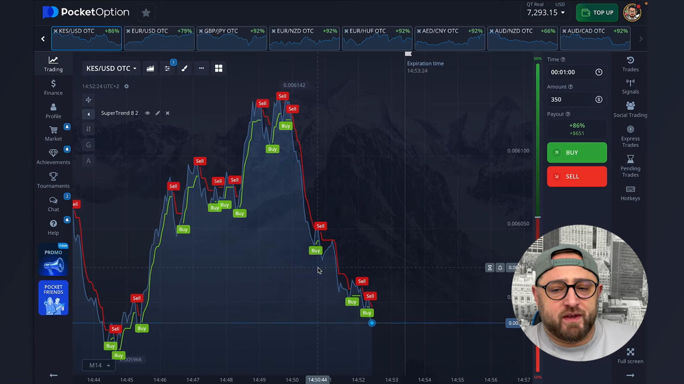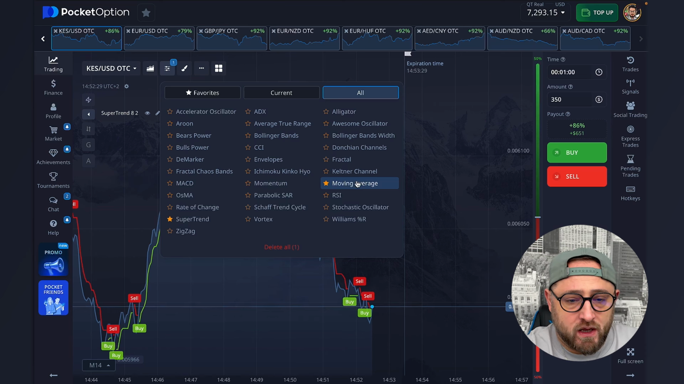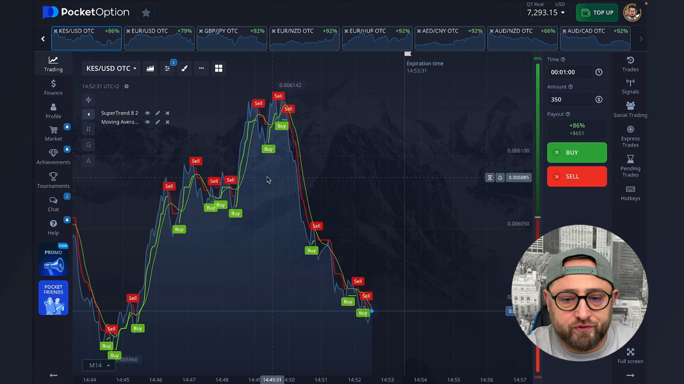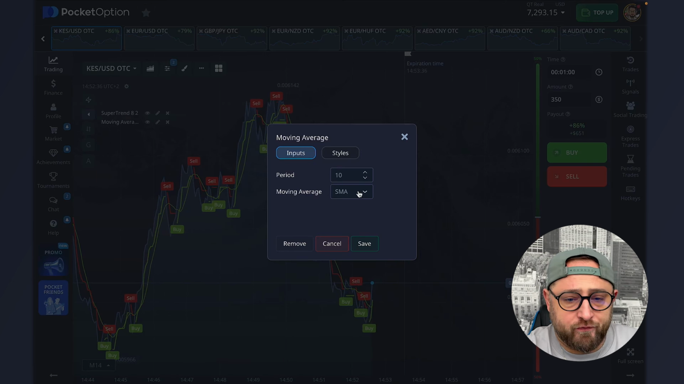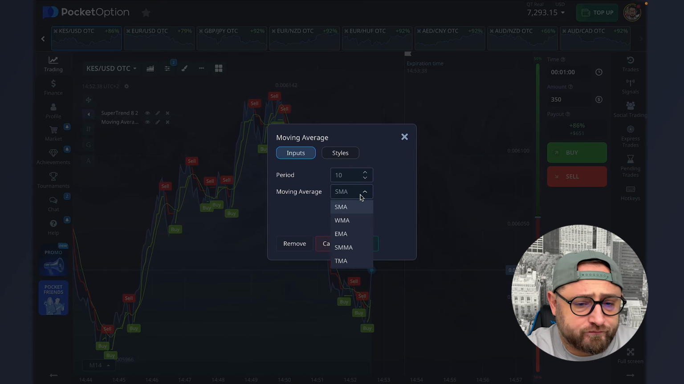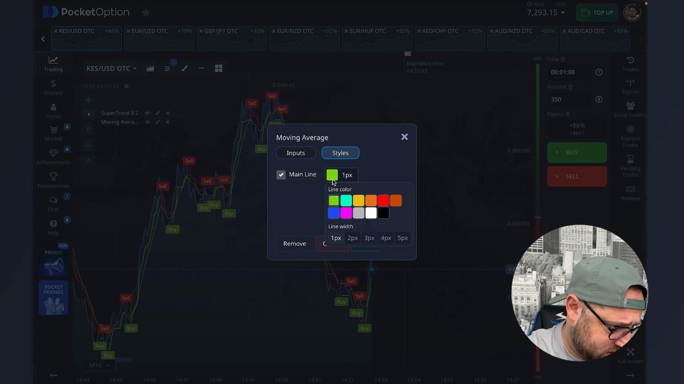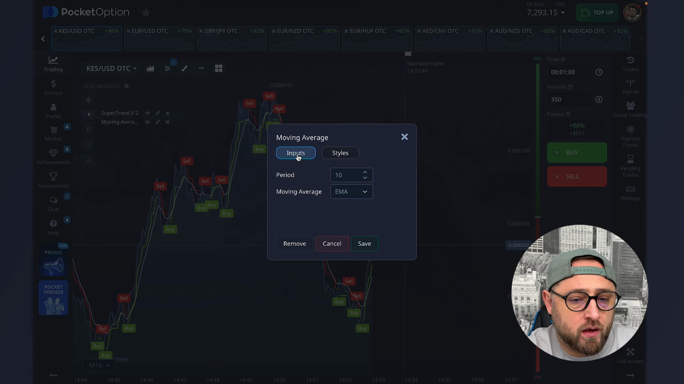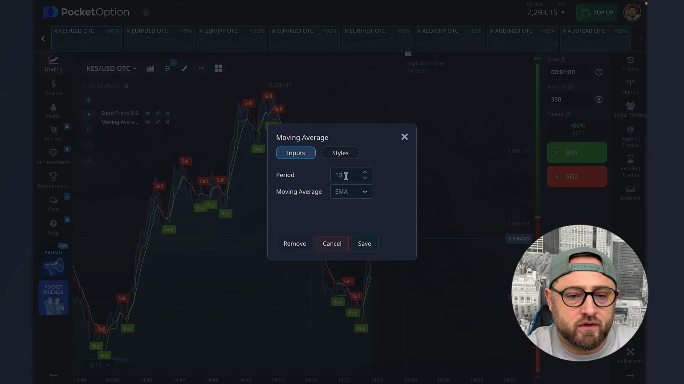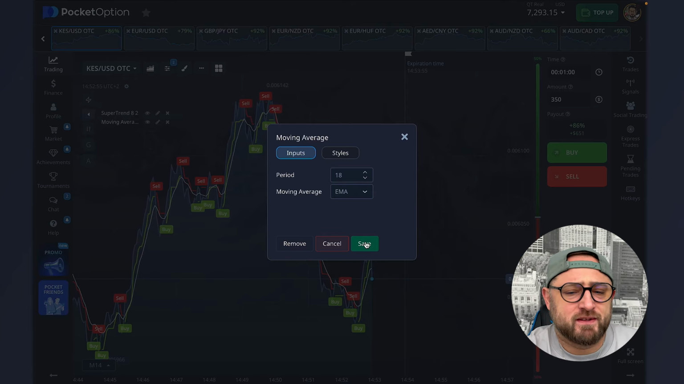So remember this pattern. Now it looks like this pair is entering a ranging phase, just like here. So now I want to filter it further. Let's add the EMA, our favorite simple trend filter. Let me just add the settings. I will make it white, and for the 1 minute period it will be 18. You can try with 20 as well.